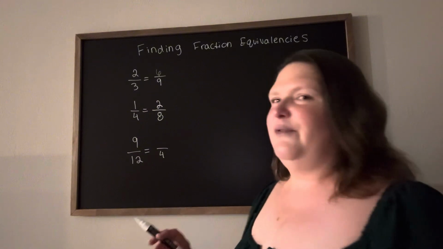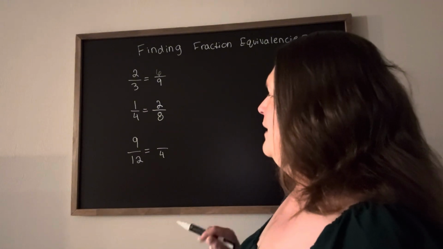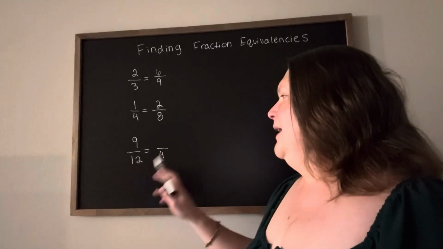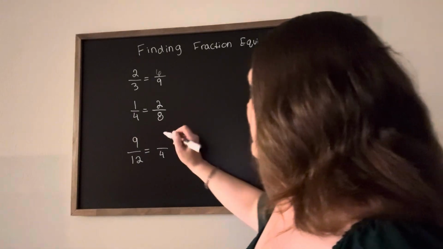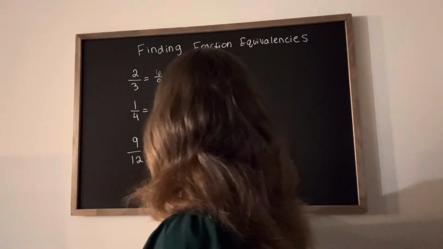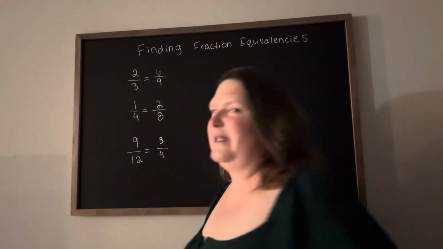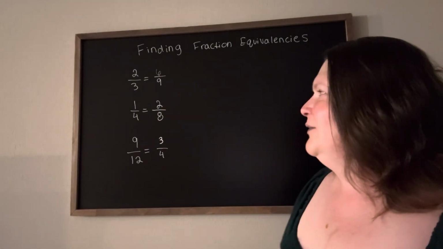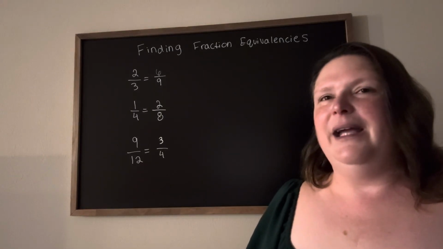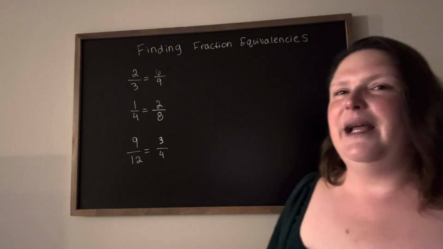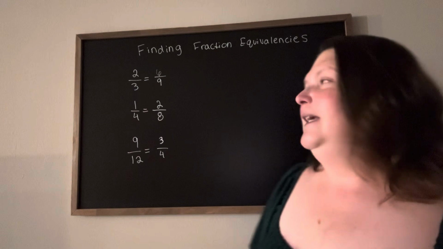And then 9/12. This one's a little bit more difficult. With these ones, you're going backwards. So you would say that 12 divided by 3 equals 4, and 9 divided by 3 equals 3. There we go, my 3 is a little bit better there. So this is how you do fraction equivalencies. Like I said before, it's basically trying to find what is the magic number and what operation you are doing. Are you multiplying or dividing to find the equivalency?